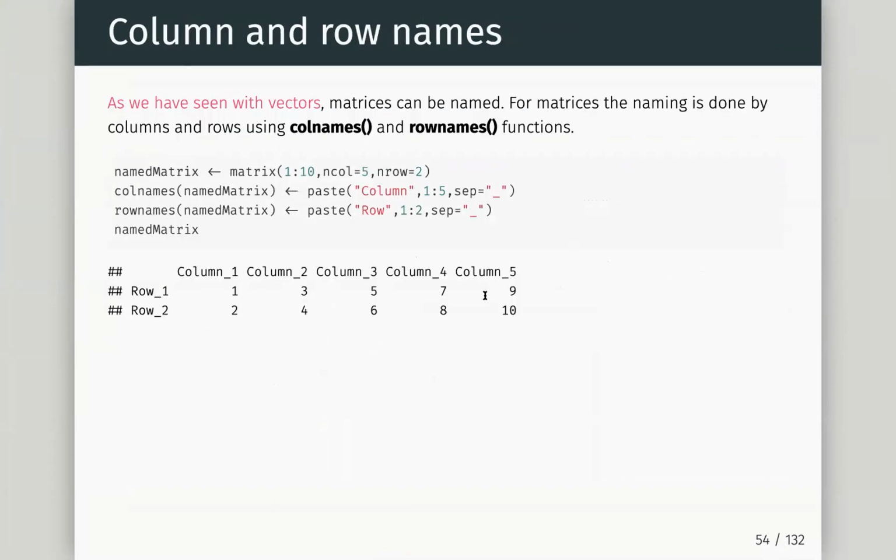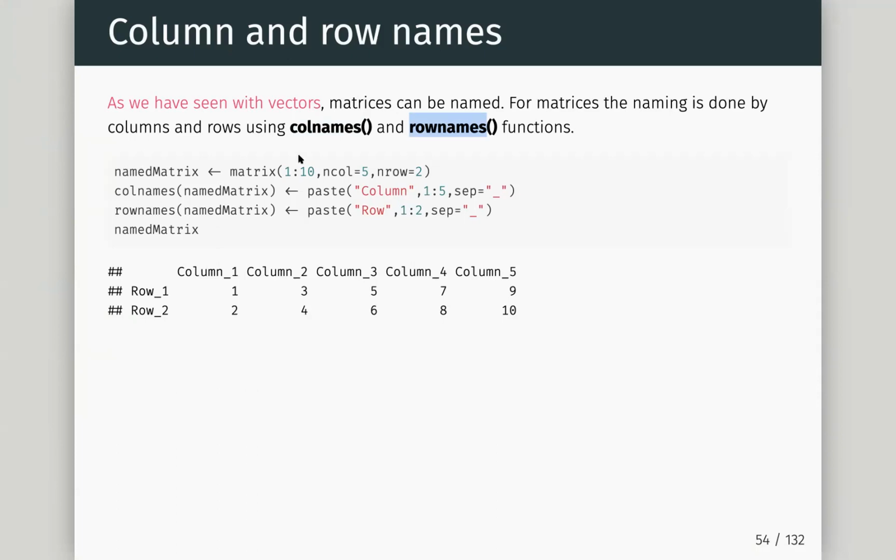Okay. So as we've seen with vectors, matrices can be named as well. We saw we could use the names function, apply that to a vector, and then use those names as indices. This is really useful for long vectors. For matrices, we're going to have to use something slightly different, but with a very similar concept of names. Because we have rows and columns, we're going to use colnames and rownames to assign the column names or the row names respectively.